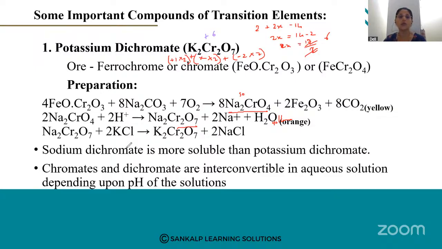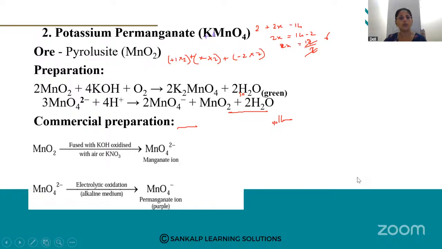So why is sodium dichromate converted using KCl? Because sodium dichromate is more soluble than potassium dichromate. And chromates and dichromates are interconvertible in aqueous solutions depending upon the solution.